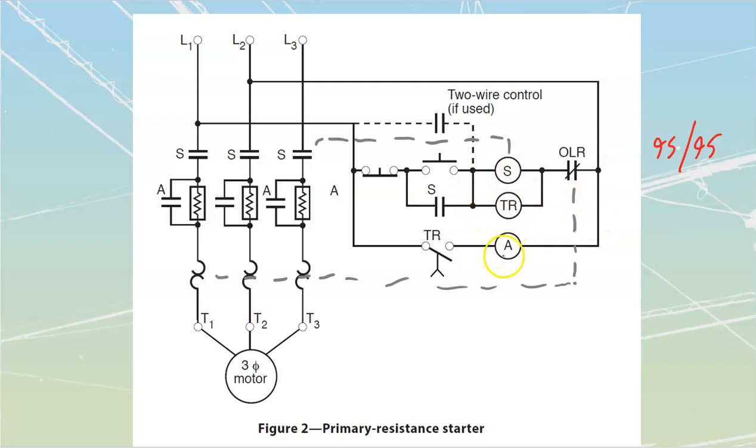Last thing that we are going to have is an accelerating contactor. And the accelerating contactor is going to be these three over here. This one's supposed to have an A on it as well, that are going to get applied by this coil over here. Let's go through operation.